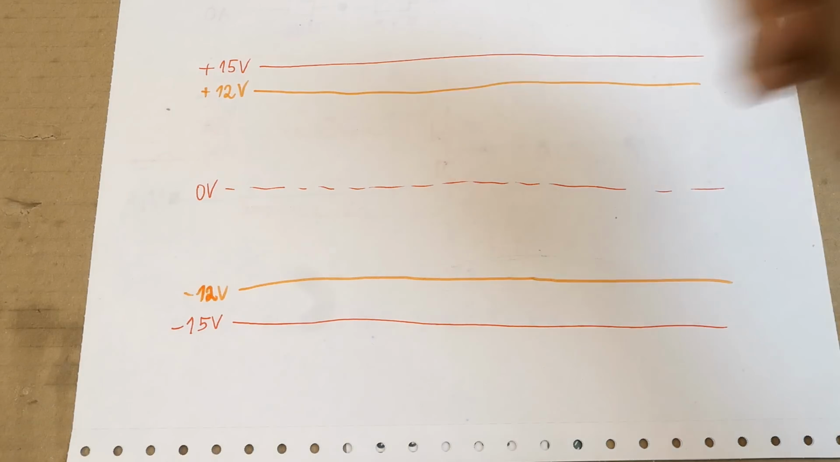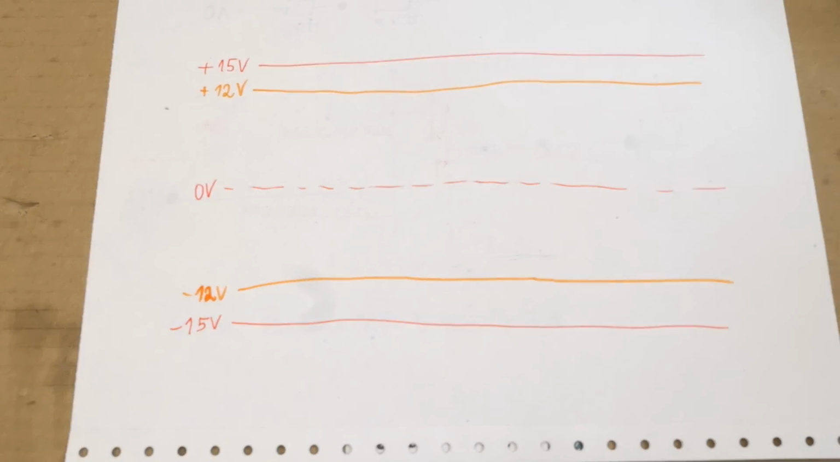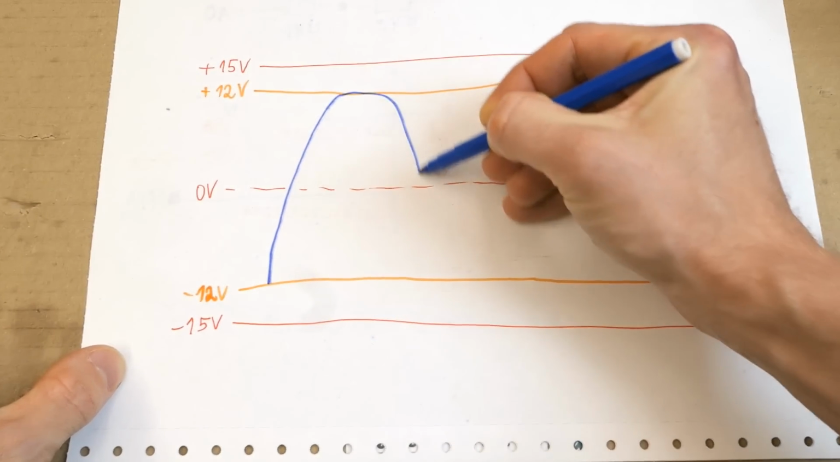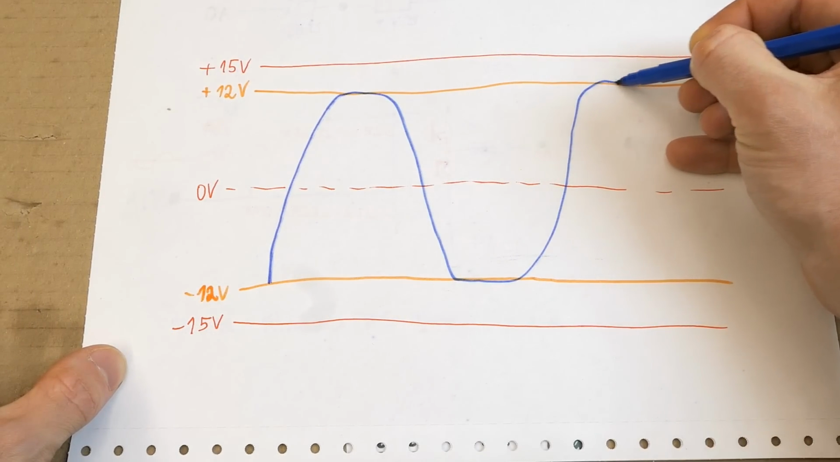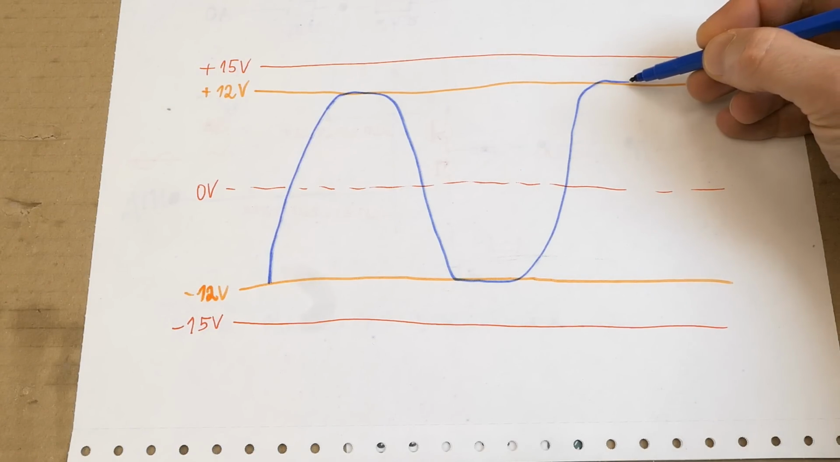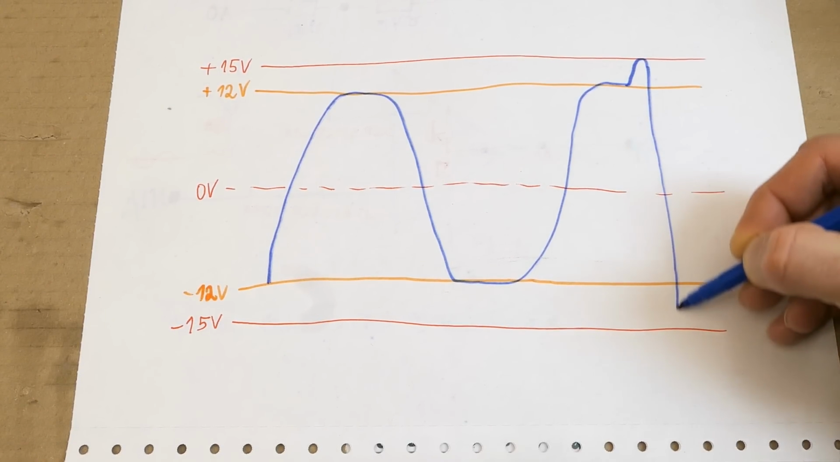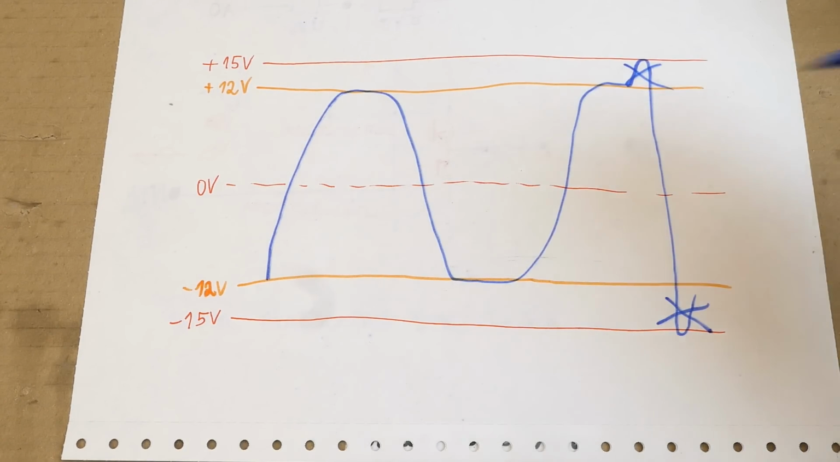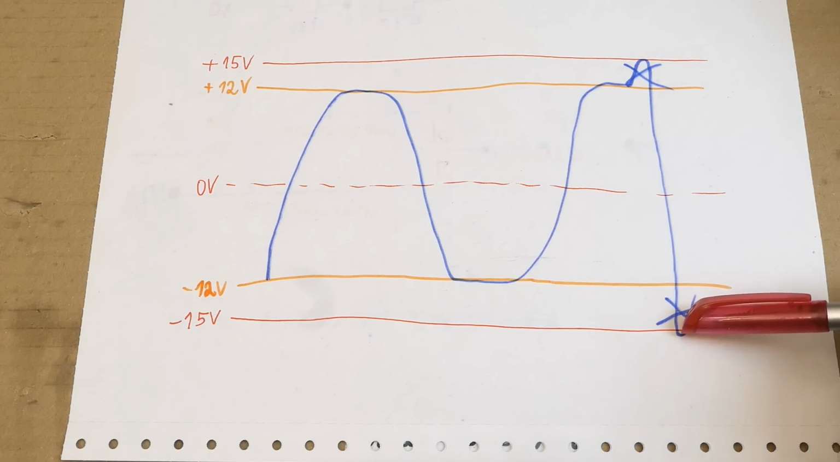Most op-amps are using plus and minus 15 volt supply rails, and the voltage at the inputs can only travel between, let's say, plus and minus 12 volts. The voltage basically can't go all the way to the rails. It can't go here or here. The op-amp won't work with the input voltage too close to the supply rails. Or at least for most types of op-amps, the input voltages can't go to the rails.